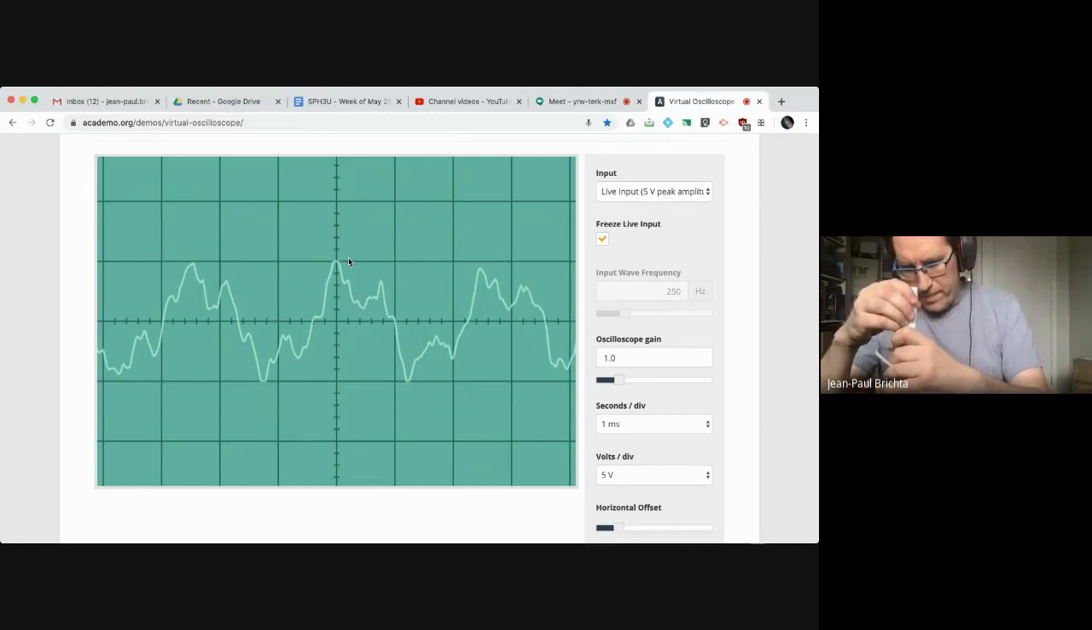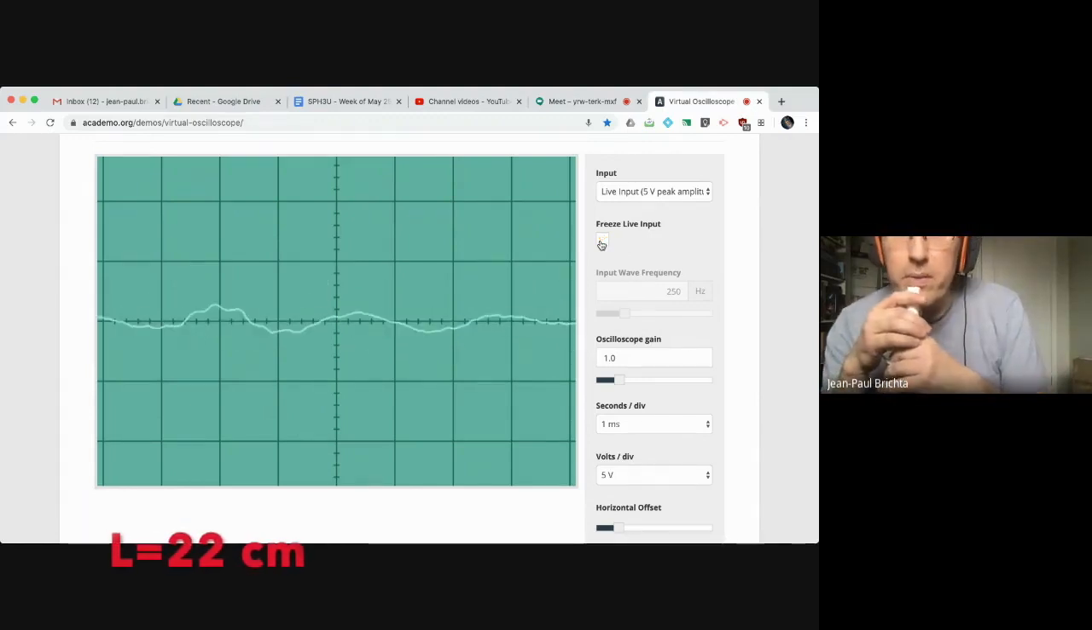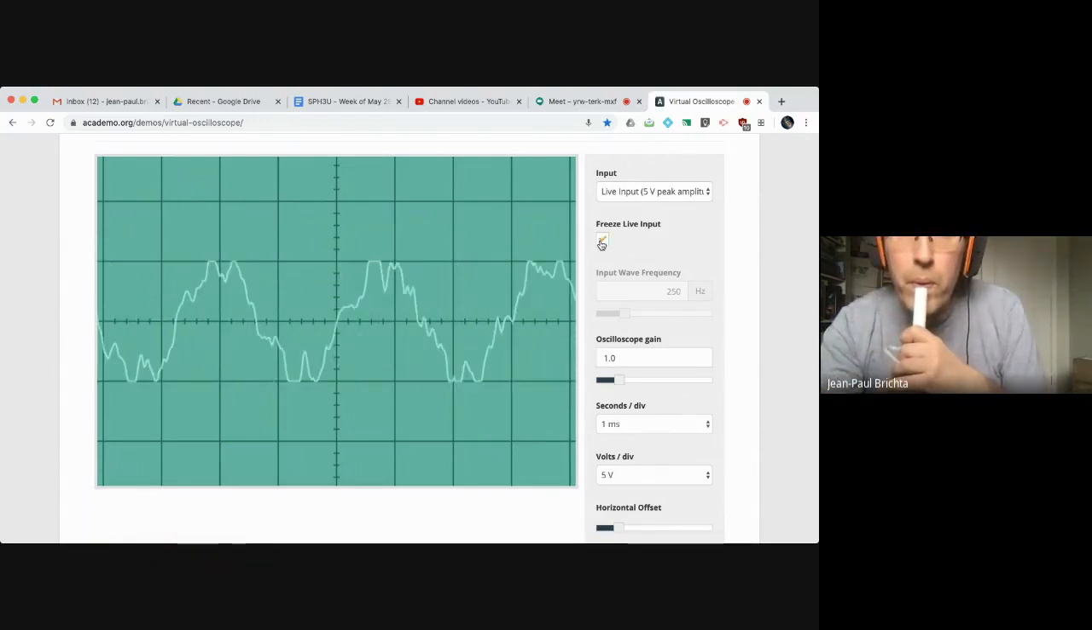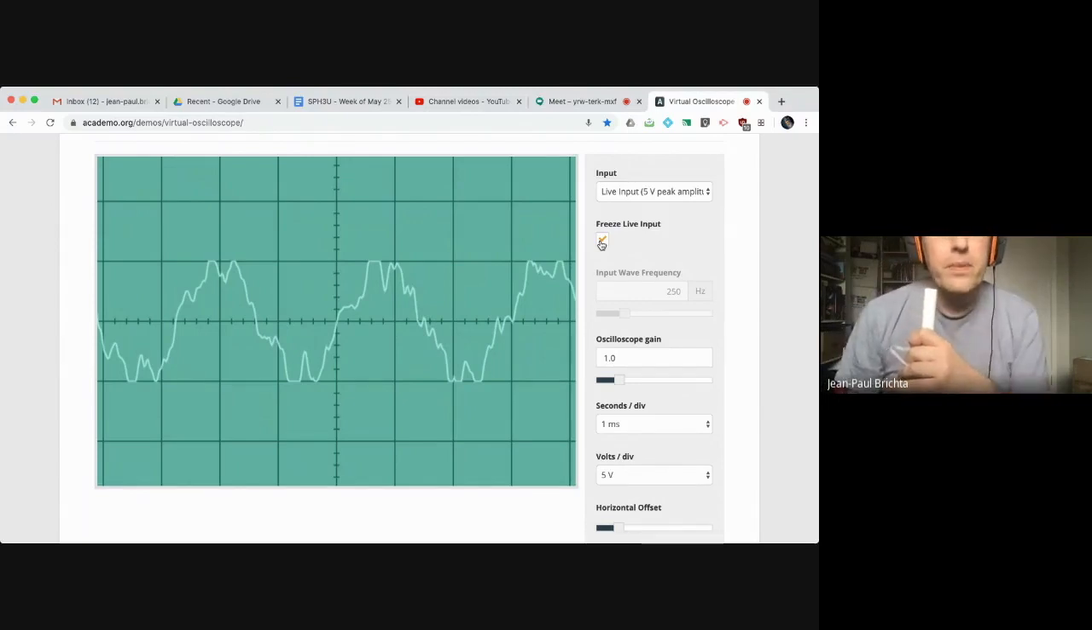Okay. For the next one, I'm going to go to 22 centimeters. So my length is 22 centimeters. Here we go, 22 centimeters. All right, something like that. Now, there's lots of ways to measure the waveforms. If you have a really jagged pattern like this one, if you see a feature that repeats itself, then you can use that.